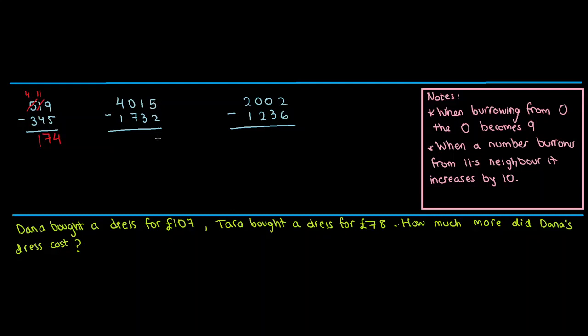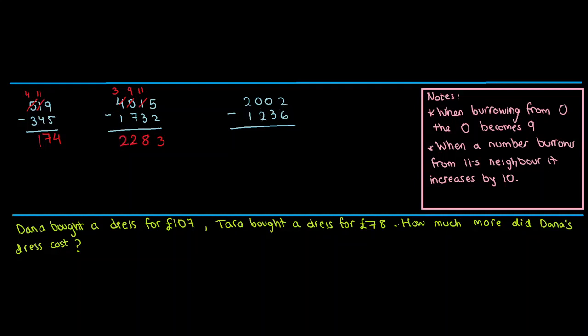A slightly more difficult question here. 5 minus 2 is 3. 1 minus 3, we cannot do that. So 1 borrows from its neighbor and becomes 11. But its neighbor is 0. So 0 goes and takes a 1 from 4 and becomes a 3, and in the process 0 turns into a 9. 11 minus 3 is 8. And 9 minus 7, that is 2. And 3 minus 1, that is also 2.